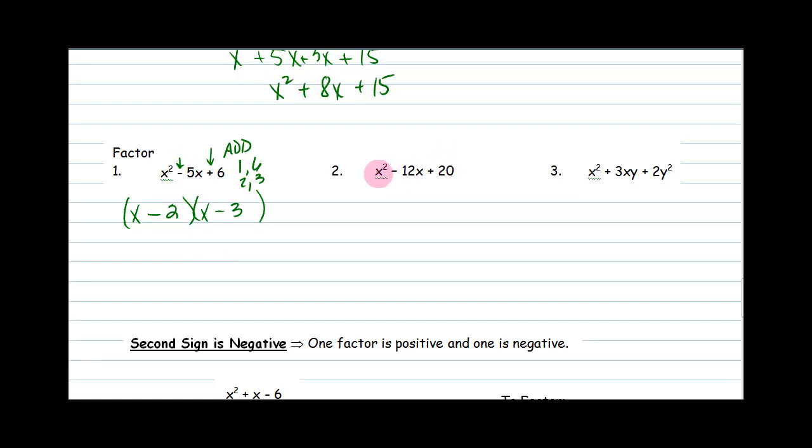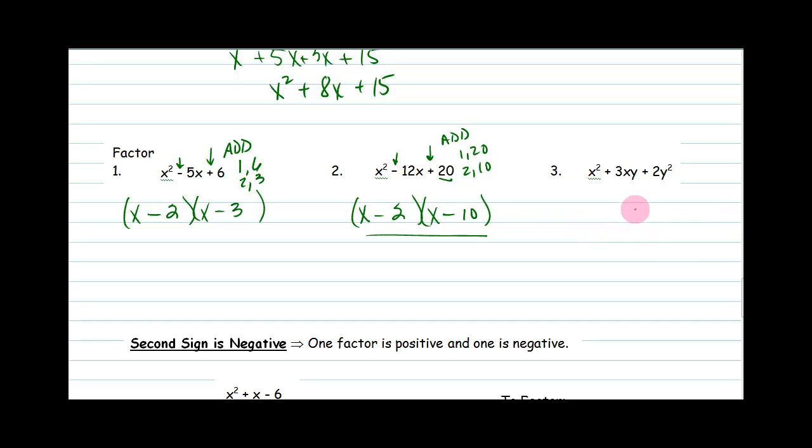Okay, let's practice that again. Number 2, I know this is going to factor into two binomials. My first term is going to be an x and an x. The second sign is positive, so I'm going to have two of the same signs, but the first sign is negative, so I'll have two negatives. So I think, what are the factors of 20 that add to give me 12? 1 and 20 doesn't do it. 2 and 10 add to give me 12. 2 plus 10 is 12. So my answer is there.